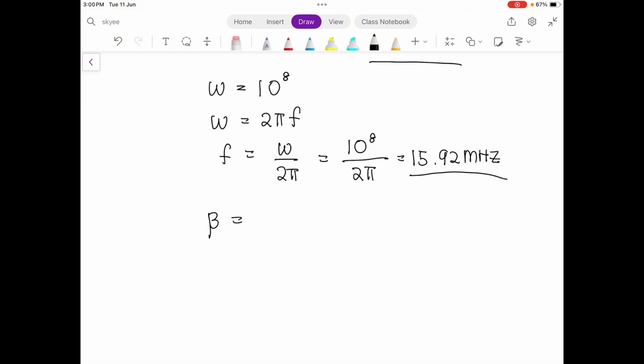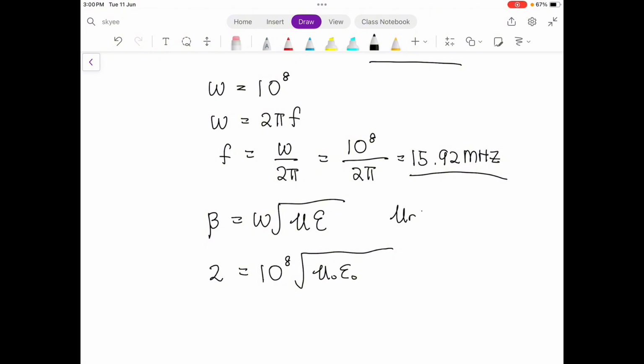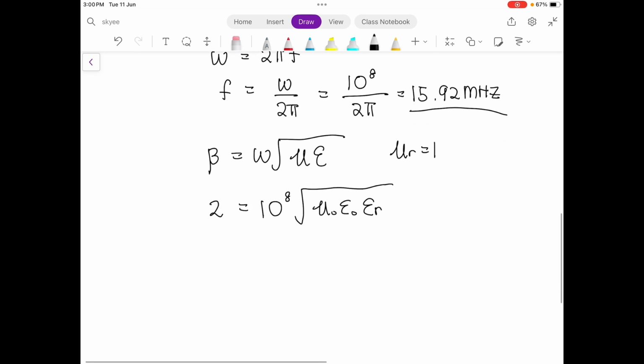Beta equals omega times the square root of mu and epsilon. We know beta is equal to 2, omega is 10 to the power 8. So we have mu naught, epsilon naught, and mu r, which the question says is 1. We need to find out what epsilon r is.